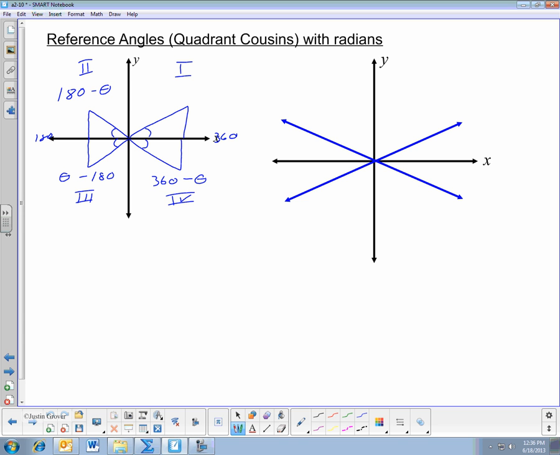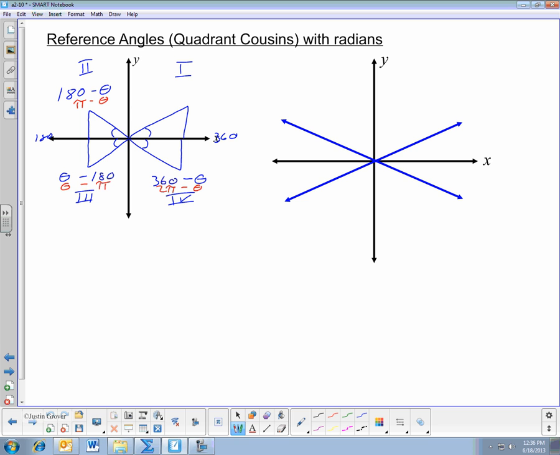So knowing that we're in radians, we just change this to pi minus theta, because 180 is pi, of course, and theta minus pi, and 2 pi minus theta. So this is how you could do your reference angles in radians.